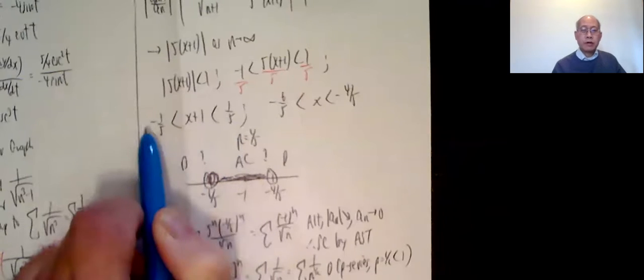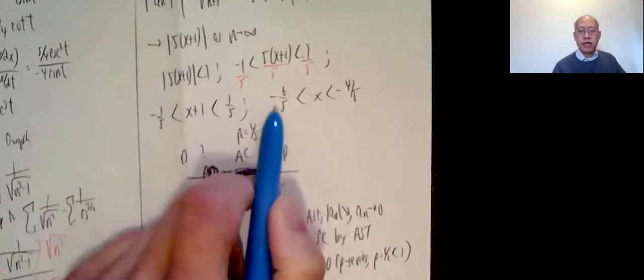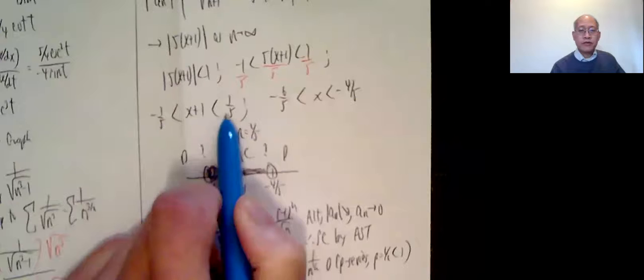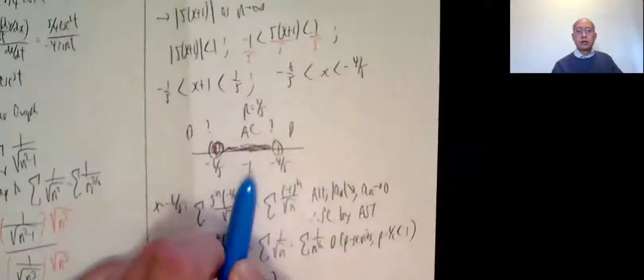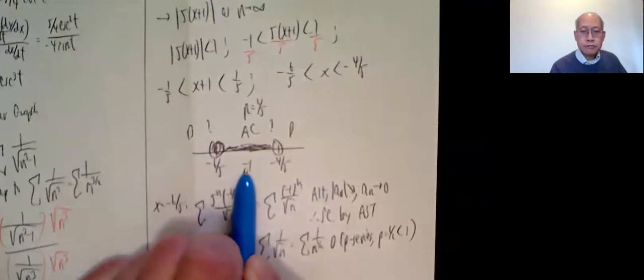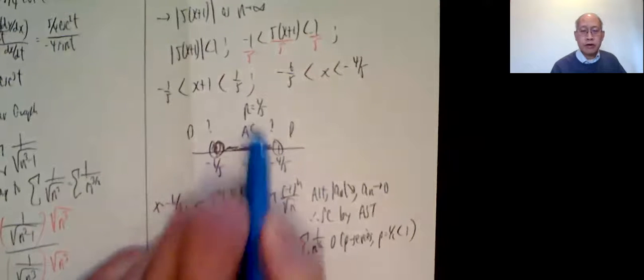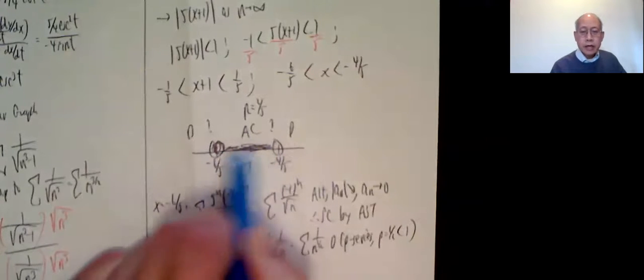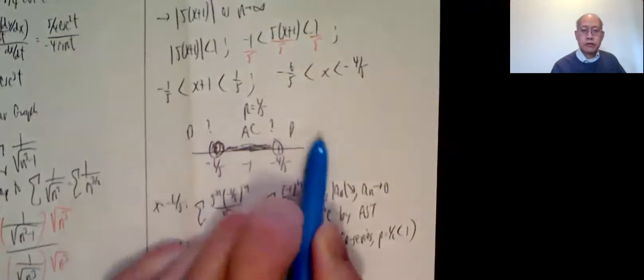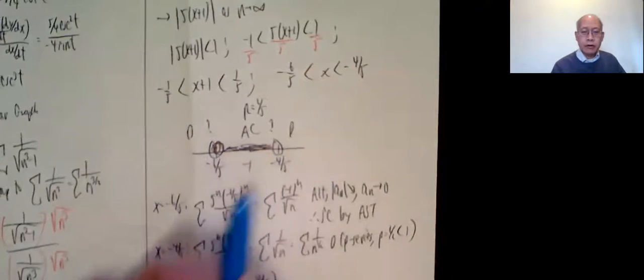Subtract 1 everywhere. So negative 1 minus 1/5 is negative 6/5. 1/5 minus 1 is negative 4/5. So I put negative 1 in the middle. Go 1/5 of a unit that way and 1/5 of a unit this way. It means r is 1/5. Here, absolute convergence. Here, divergence and divergence. And these two, I don't know.